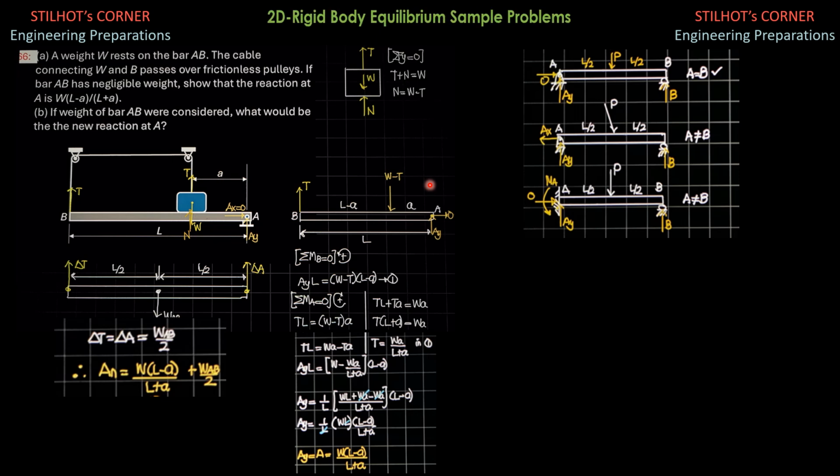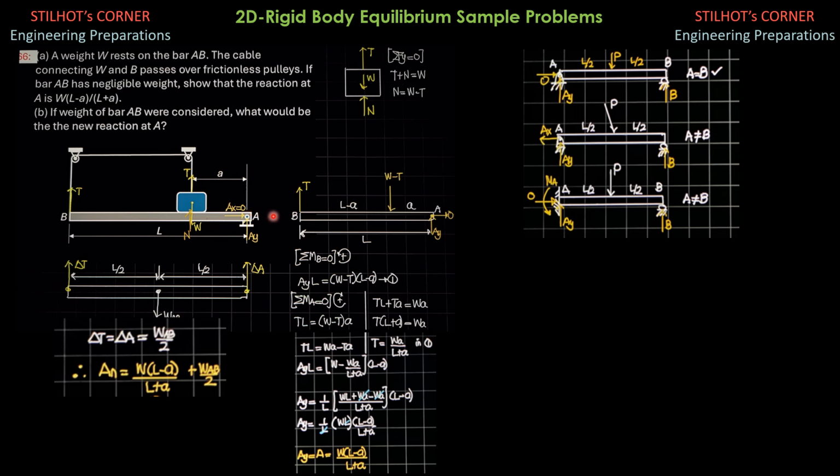So for problem 66, part A, a weight W rests on the bar AB. Here, the cable connecting W and B passes over frictionless pulleys. If bar AB has negligible weight, show that the reaction at A is given by W quantity L minus a all over L plus a, where a is this distance here, the distance of the center of gravity of this weight from support A.